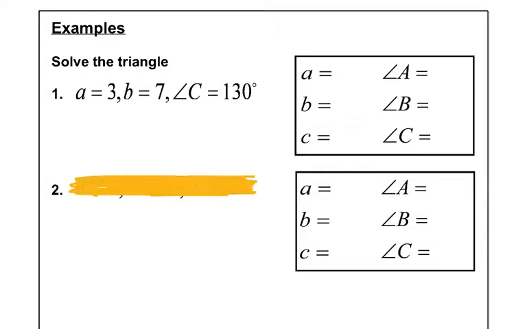Figure out what you're given. Draw a triangle so you know what case you're given, so you know which law to use, and then start making your answer box. All right, here, number 1, folks, I'm given side A is 3, so I'll put that in. Side B is 7, and angle C is 130 degrees. All right, why don't we draw a triangle?